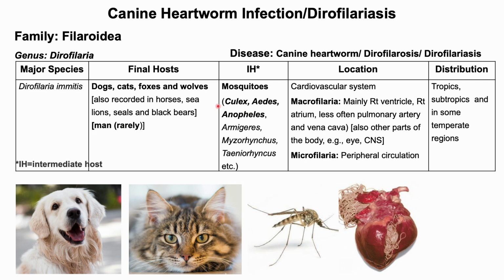Mosquitoes such as Culex, Aedes, Anopheles species act as the intermediate host for this parasite. This parasite is located in the cardiovascular system of the final host. The adults are most commonly found in the right ventricle, right atrium of the heart, and pulmonary artery. The parasite is called heartworm because of its location in the heart. It can also be found in other parts of the body.